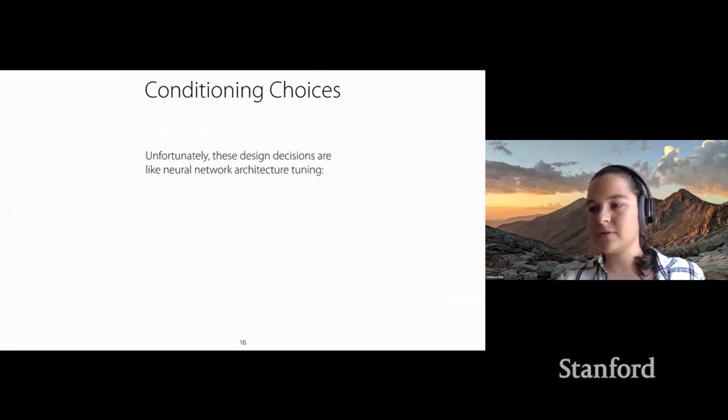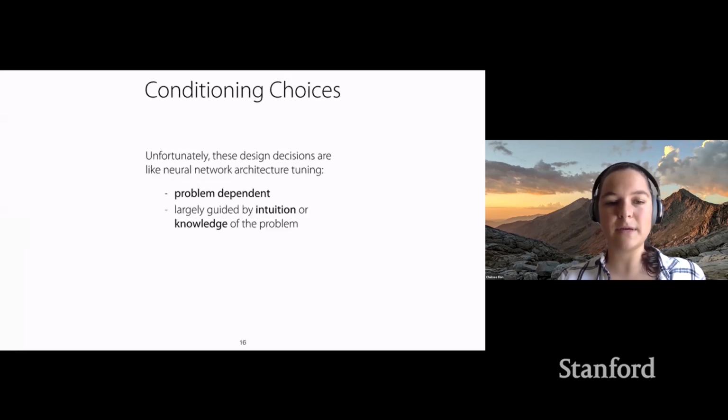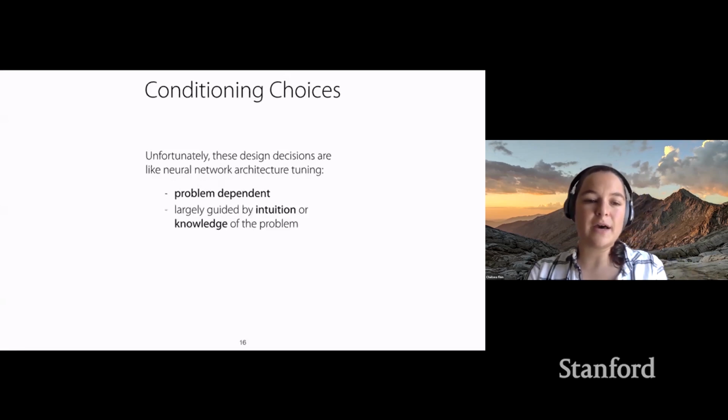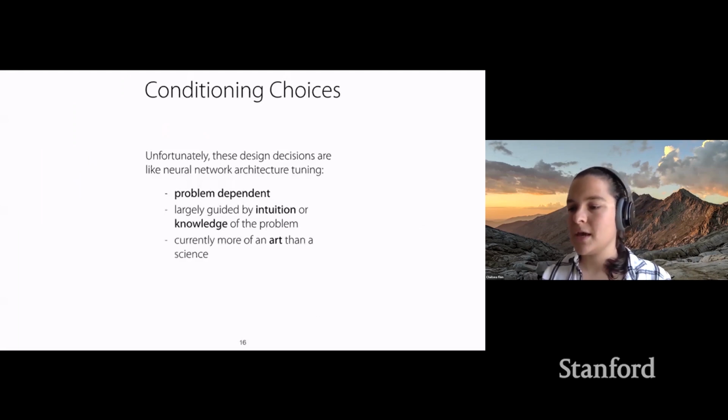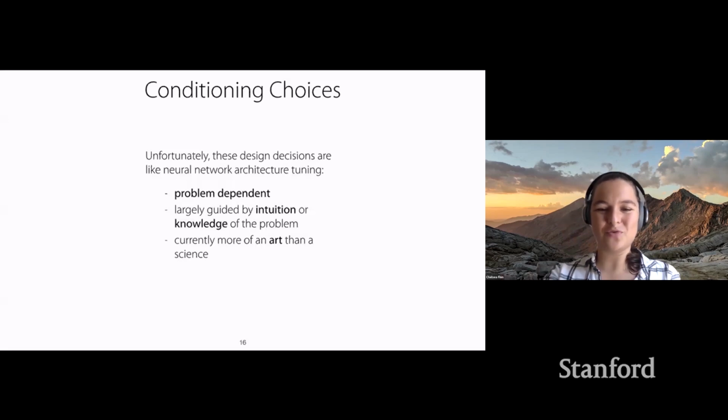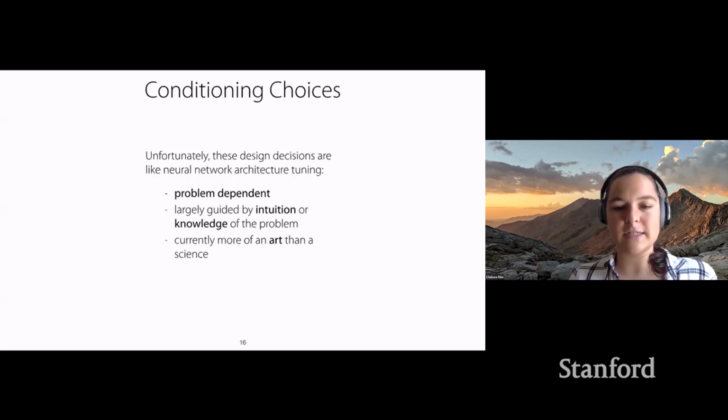The other thing is that, fortunately, the design choices of the architecture and conditioning are a lot like neural network architecture tuning in general, which is that they tend to be fairly problem dependent. They're often largely guided by intuition or domain-specific knowledge of the problem. And in many ways, they're, I think, currently more of an art than a science. So I presented my scientific view on what the choices are and the expressive power of different choices. But in many ways, beyond that, I think it tends to be a bit more of an art in designing these architectures.